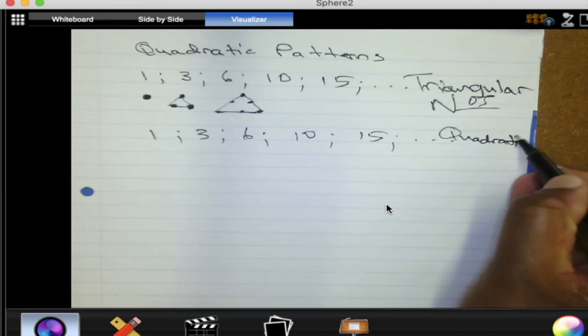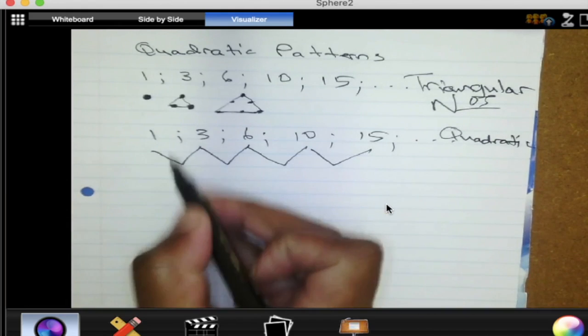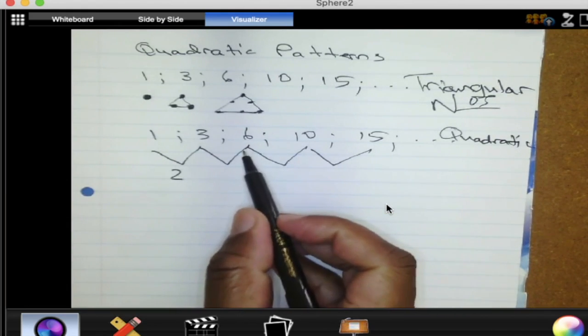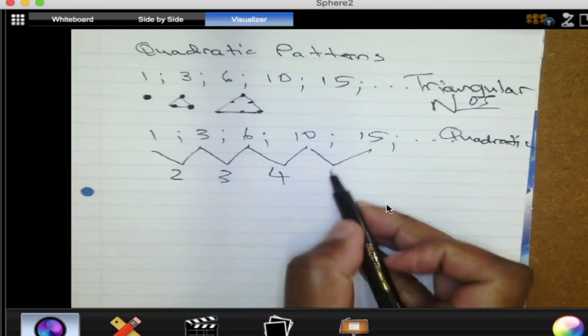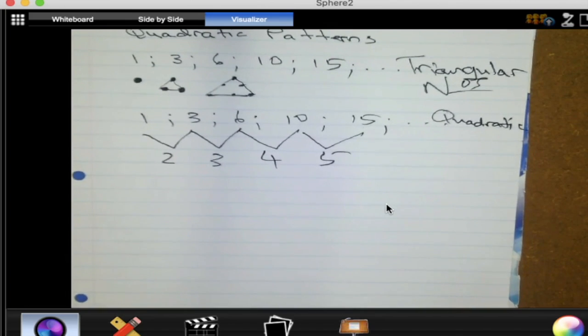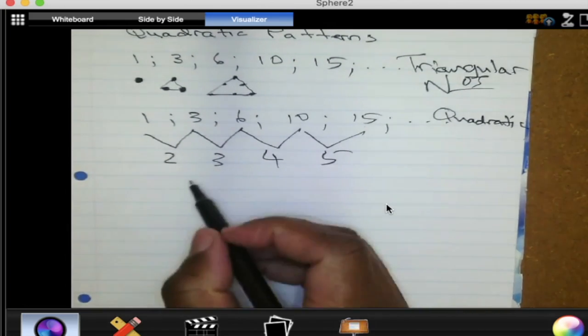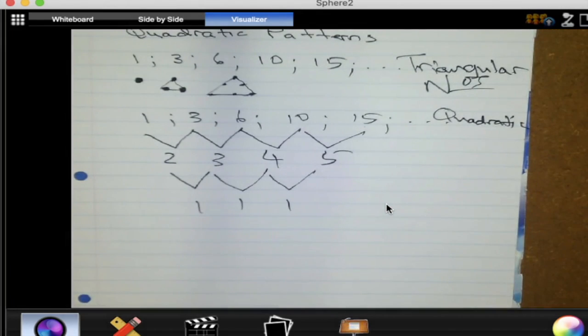You can check that it's quadratic by looking for the differences. 3 minus 1 is 2. 6 minus 3 is 3. 10 minus 6 is 4. 15 minus 10 is 5. So the first differences are not constant, which means this is not linear. But if you continue, you will notice that the second differences are actually constant. And therefore, this is a quadratic number pattern.